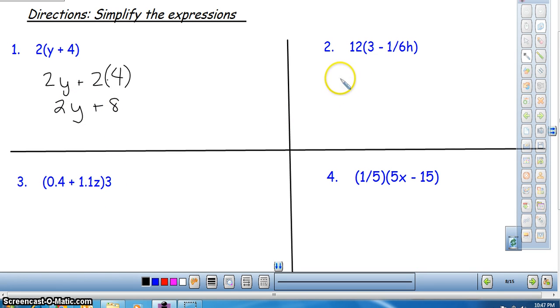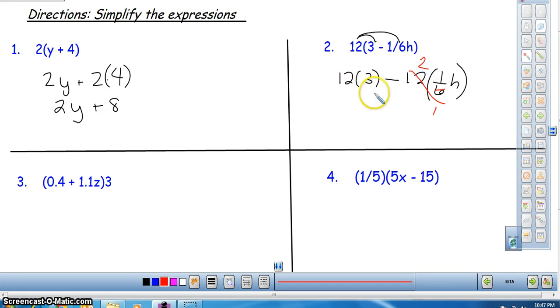What about question 2? We are distributing the 12. If the arrow helps you, put that. So we have 12 times 3 minus 12 times 1/6 h. Notice I wrote the fraction with a horizontal line instead of the slanted bar. The main reason I did this is that as I look at this problem, I want to simplify my fraction here. And I know that 6 goes into 6 once and into 12 twice. And my answer, 12 times 3, gives us 36, minus still 2 times 1h would give me 2h.